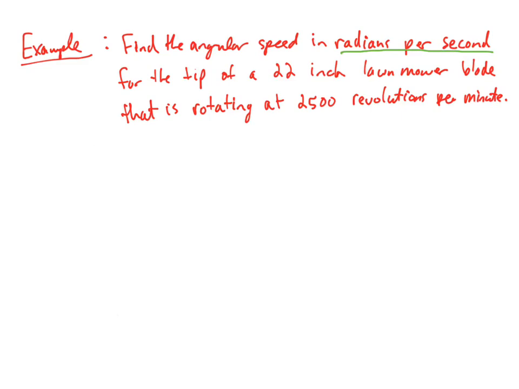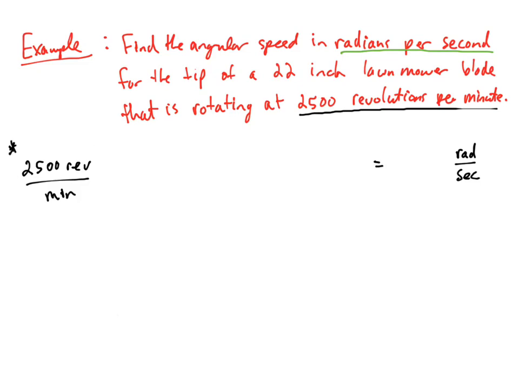Okay, so the given value here is 2,500 revolutions per minute. And what we want to get to is radians per second. So first of all, we're given this rate in revolutions per minute, but we want our unit to be in seconds.